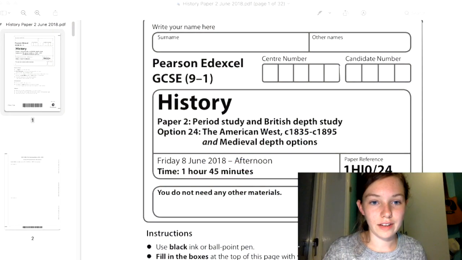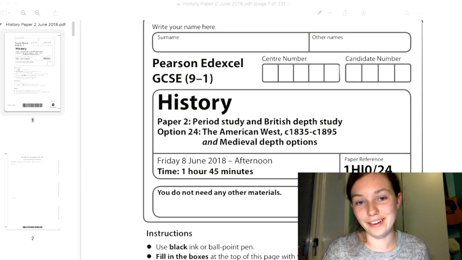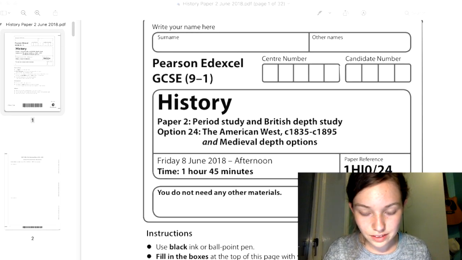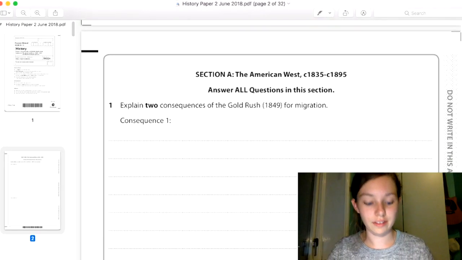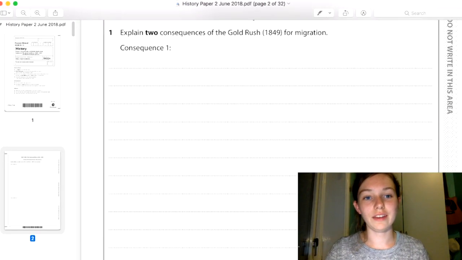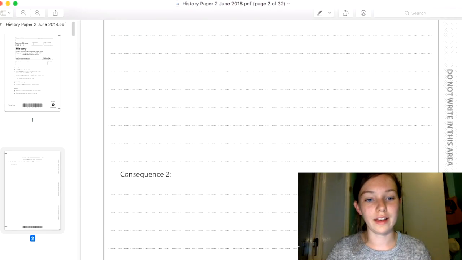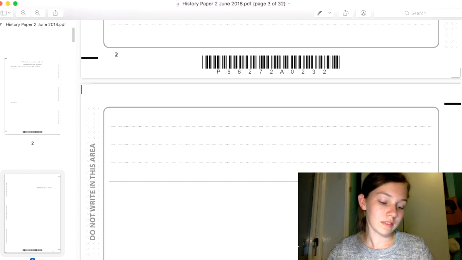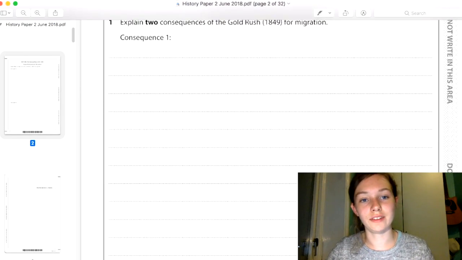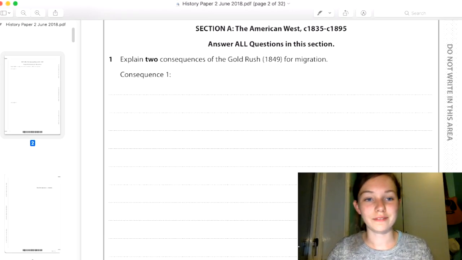So if we go over how to answer, the first question will be a consequence question. And I have up behind here the paper 2 that I did last year, and if I scroll down, here you've got the consequence question. So you can see how it's split up into consequence 1 and consequence 2. Then the total that you have here is 8 marks. So the way I would address this question is, first of all, you've got to come up with the first consequence.